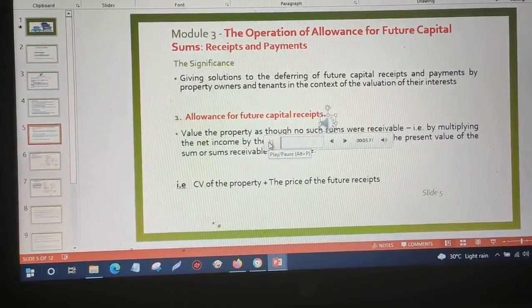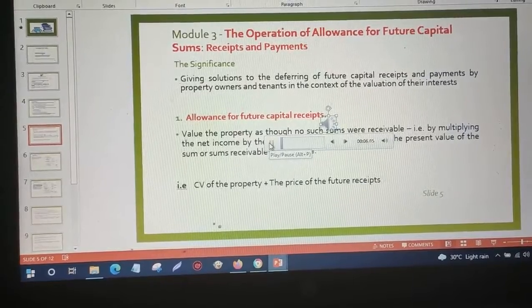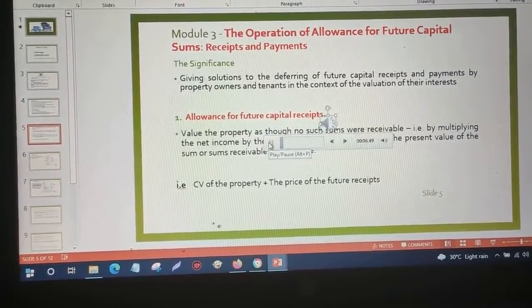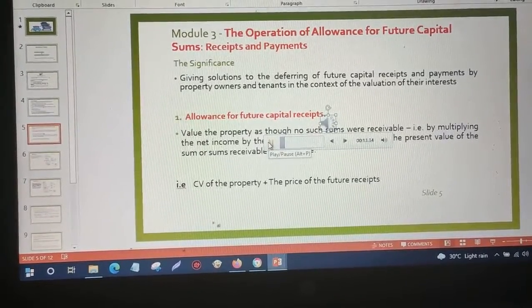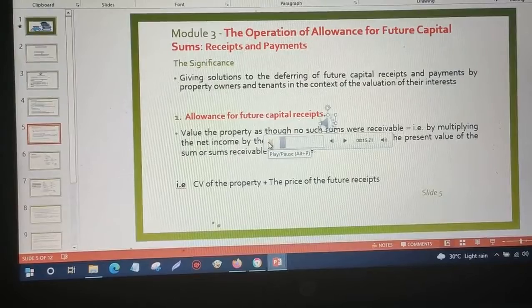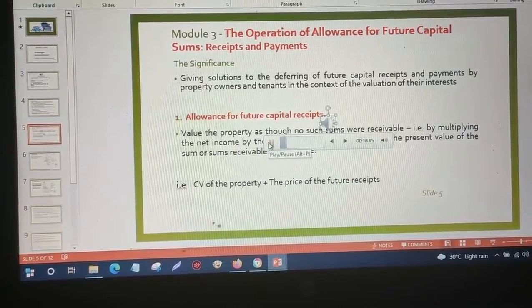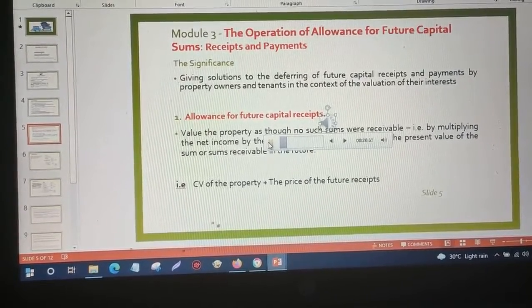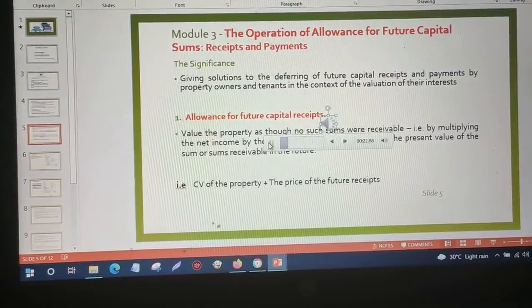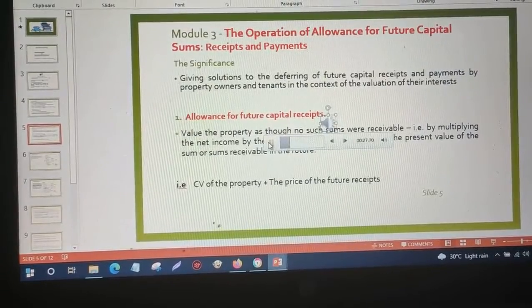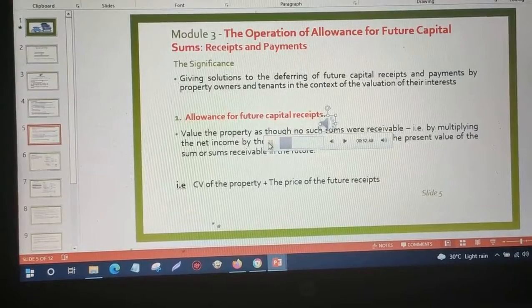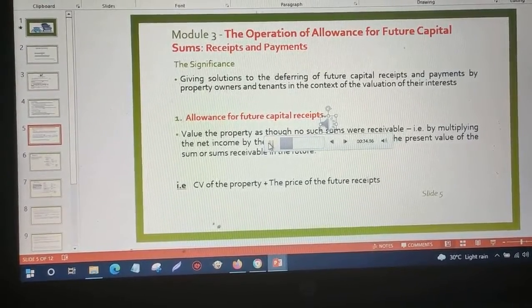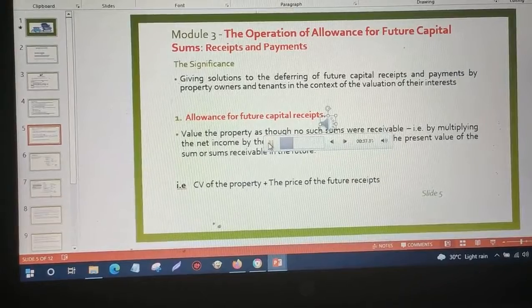The significance of this module is that it gives solutions. The module is operation of allowance for future capital sums, receipts and payments. The significance of this is that it gives solutions to the deferring of capital receipts and payments by capital owners and tenants in the context of the valuation of their interest. What I mean to say is that it helps the valuer to know how to discount these capital receipts and payments in their valuation.